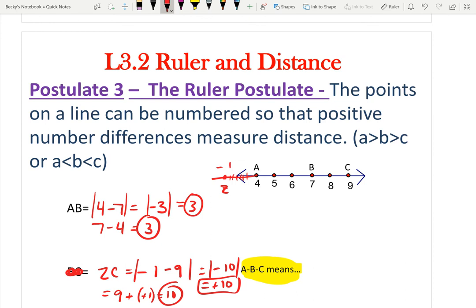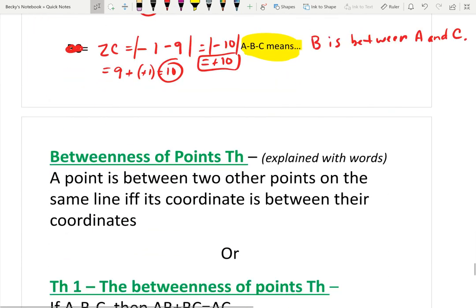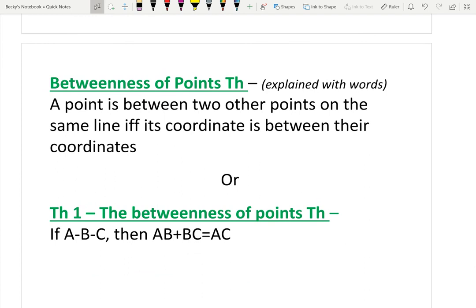So the way you would write this out is B is between A and C. When I say B, I mean point B. When I say A and C, I mean those are points, point A and point C. Okay? Now, we call this the betweenness of points theorem. If you have a tutor, they're probably going to call this segment addition postulate. We don't call it that in this class. We call it theorem 1, betweenness of points. And yes, betweenness is a real word.